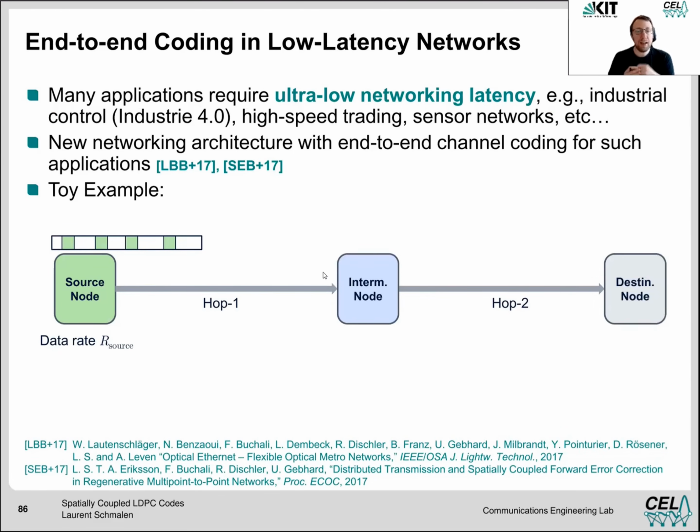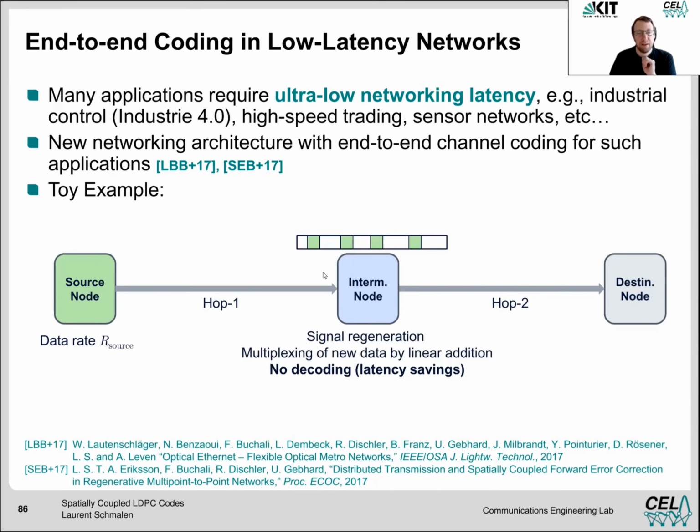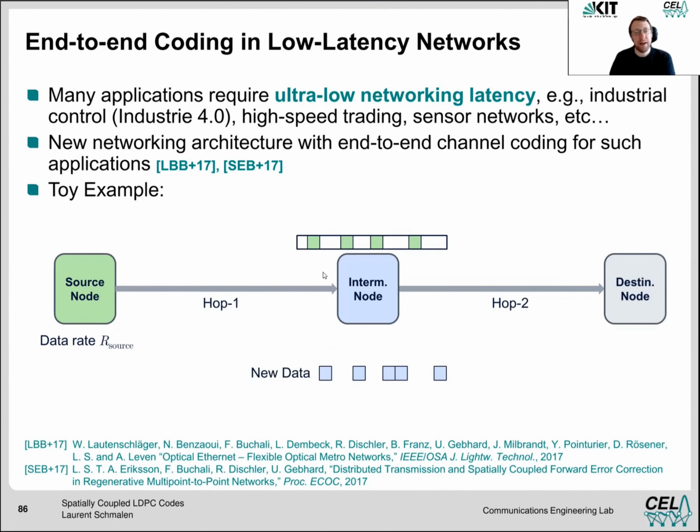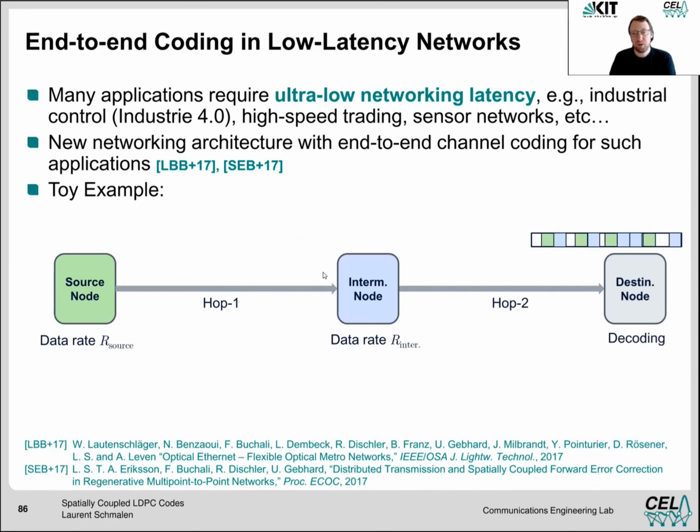And the idea is, if we take a look at the very simple situation where we have a source, an intermediate node, and a destination node. So the source has few parts of the code word that are filled, and now it goes to the intermediate node. We don't do decoding, but the intermediate node adds new data. So it takes new data, it adds them in the empty positions, and we travel to the destination node.